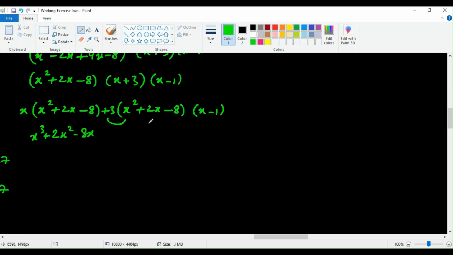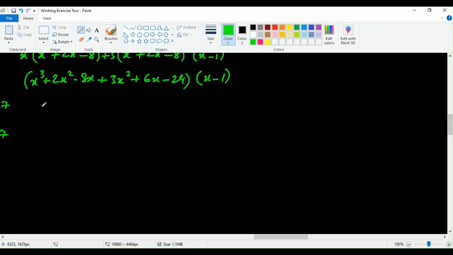These two are going to give us a 3x square plus 3x square, and plus plus is a plus. 3 times 2 is a 6x, and plus minus is a minus. 3 times 8 is a 24. This is the answer for the first bracket. Now we are going to simplify the first bracket, and let's see what we get. x cube and 2x square and 3x square, they are going to give us a 5x square. So we will just write 5x square, and minus 8x and plus 6x is going to give us minus 2x. So I'm writing straight away minus 2x, and then comes minus 24.